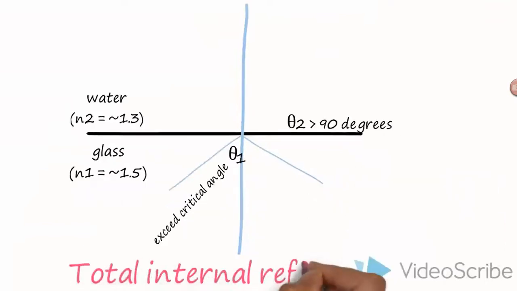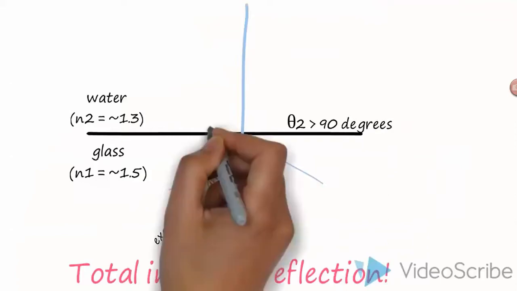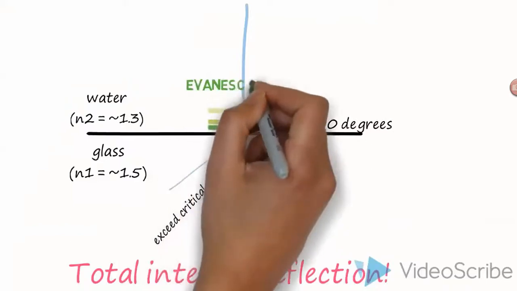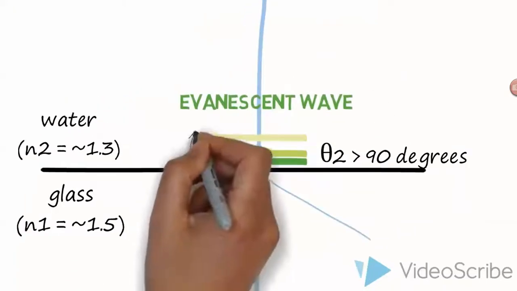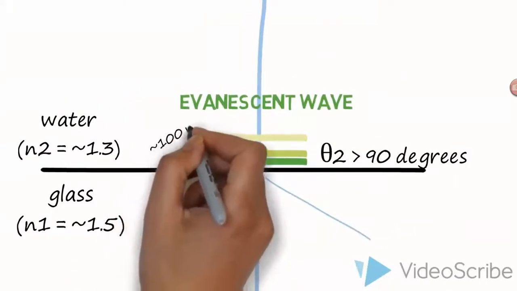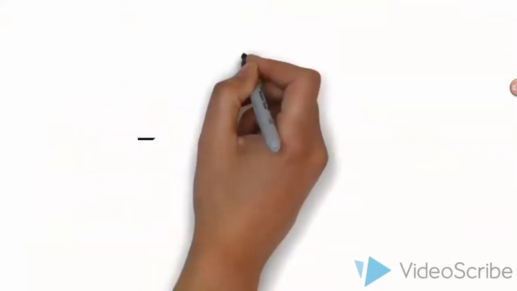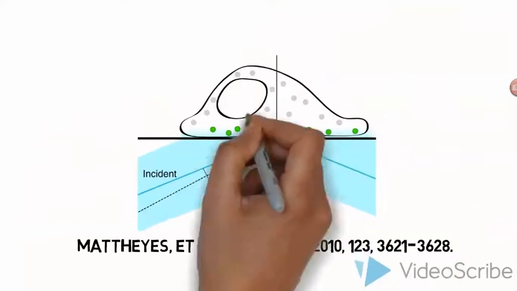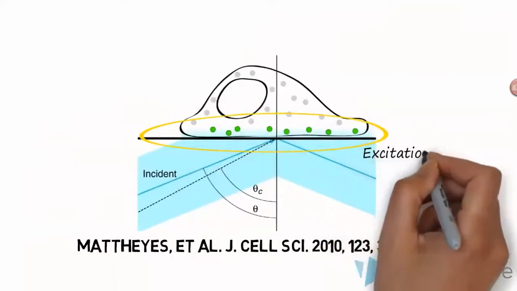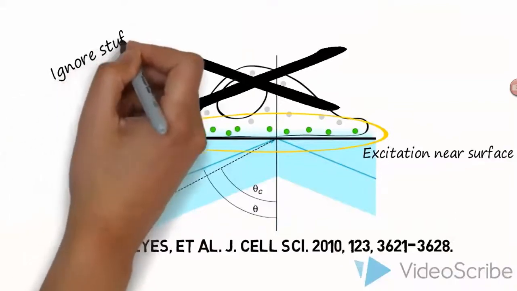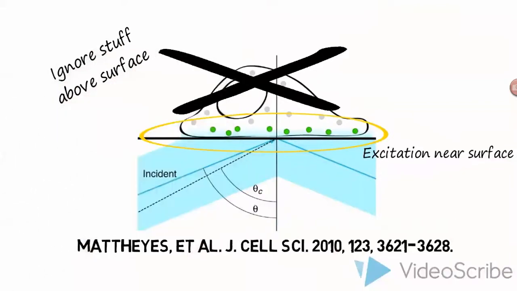If the light is totally reflected, then how do the fluorophores near the interface get excited on the other side? Well, it turns out that an evanescent wave is generated at the point of total internal reflection. This energy source decays exponentially from the interface and travels about 100 nanometers up into the second medium, which contains your sample. The evanescent wave excites fluorophores near the interface and ignores anything else, whether it be fluorophores in the cell or fluorophores freely diffusing in the solution above.